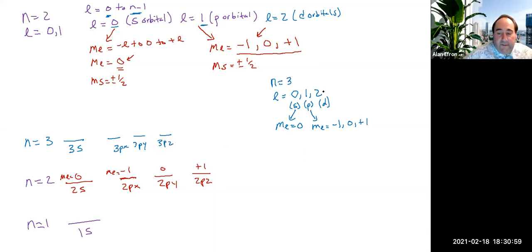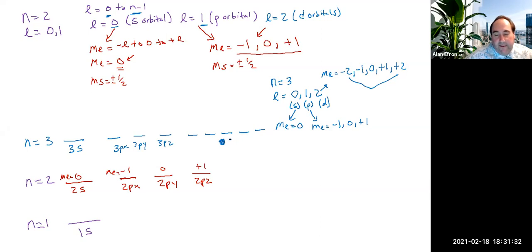But now we have our 2. So if we were to do our M sub L for 2, it would go -L, which would be -2, then -1, again going whole numbers, to 0, +1, and +2. And when we count how many numbers we really have here, we have 1, 2, 3, 4, 5 numbers. And that is why we have 1, 2, 3, 4, 5 d orbitals.